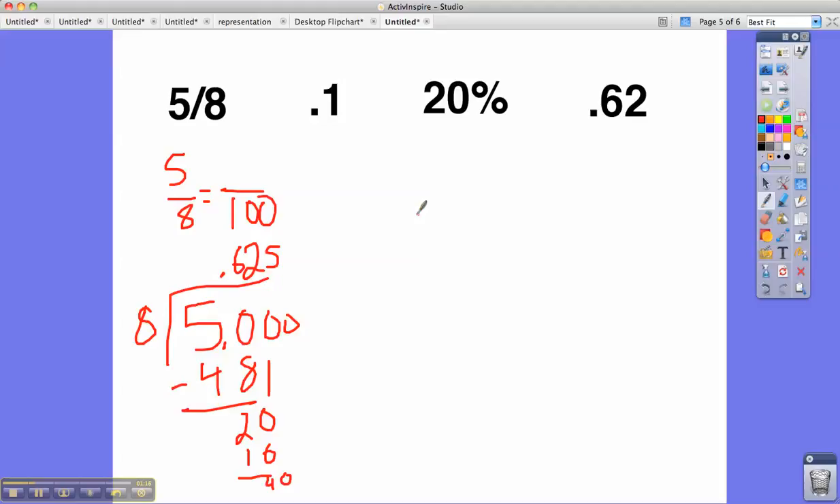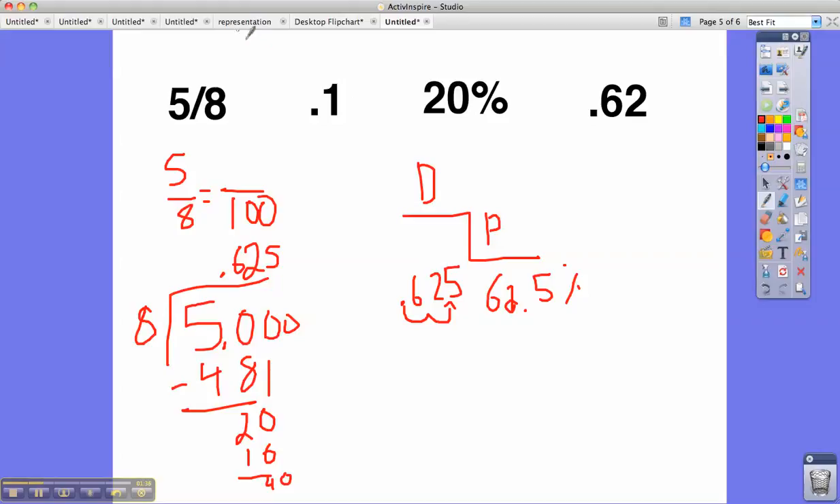So we change decimals to percents really easily by using Dr. Pepper, remember. So I'm going to start with 0.625. To change that to a percent, I move my decimal 2 times towards Pepper. That would be 62.5%.